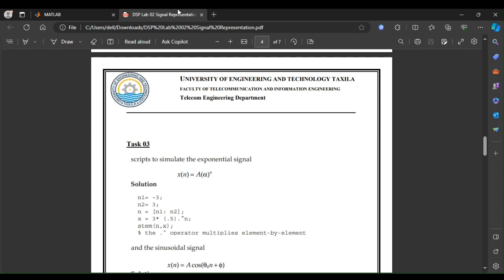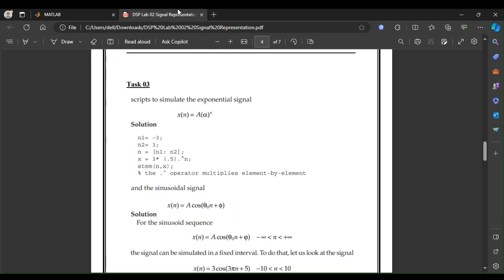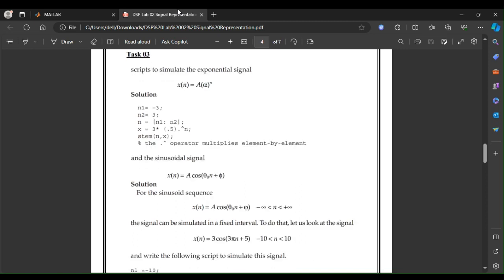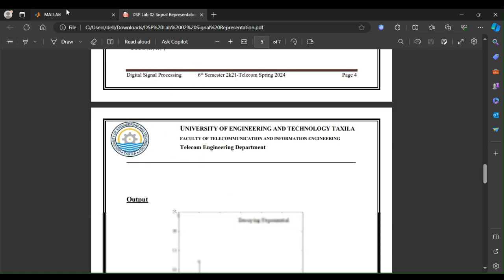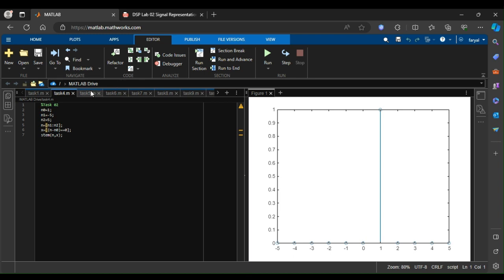Then we have task 3, that is to simulate the exponential signal. Here is the formula of the exponential signal, and below there is a mathematical expression through which a sinusoidal signal can be formed, that is A cos(theta n plus phi). Here we use the values of amplitude and base, that is 0.5 to the power of n, and we need to observe the effect of changing the values of alpha and n, and then changing the values of amplitude, frequency and phase.